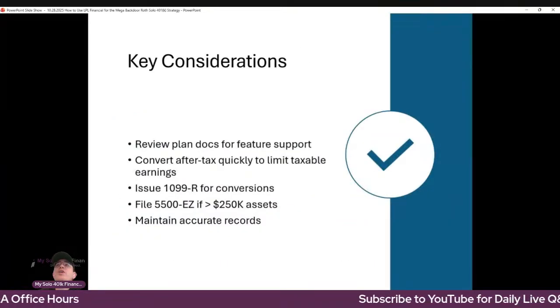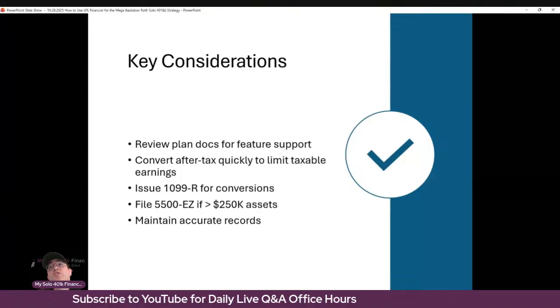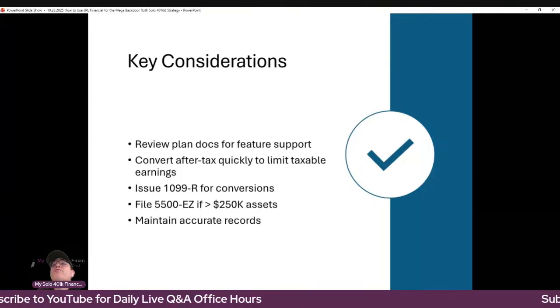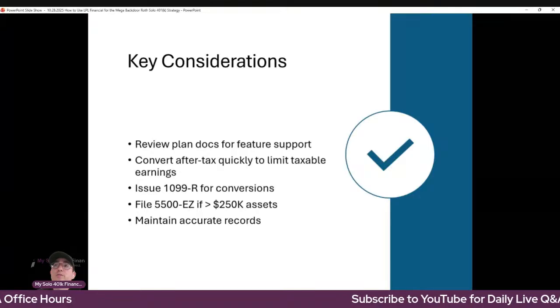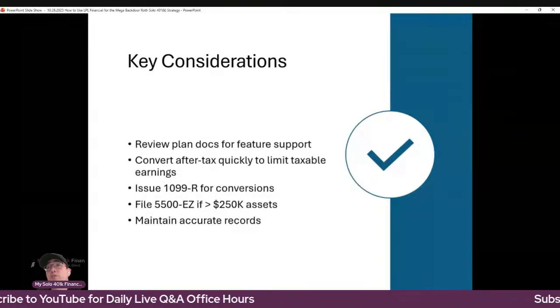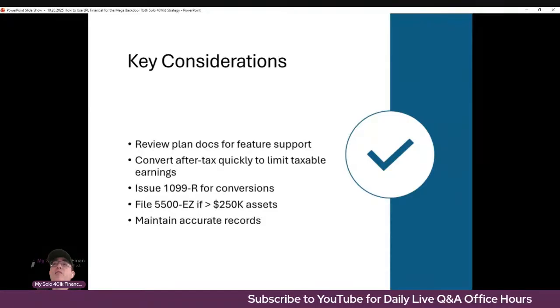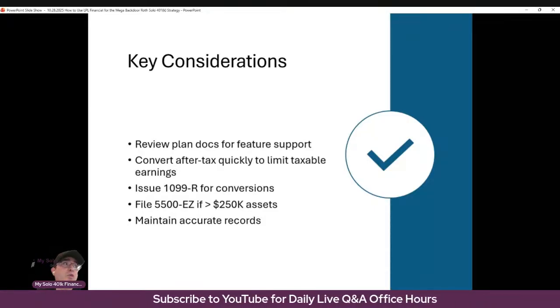The key considerations, again, are having the plan documents, right? That's the foundation. Additional key considerations are converting the funds quickly from the voluntary after-tax account to the Roth account, because those funds need to be in that Roth account so that the gains can grow with that tax-free growth potential. Providing us the information that we need to prepare the 1099-R, so submitting that online form, maintaining accurate records.